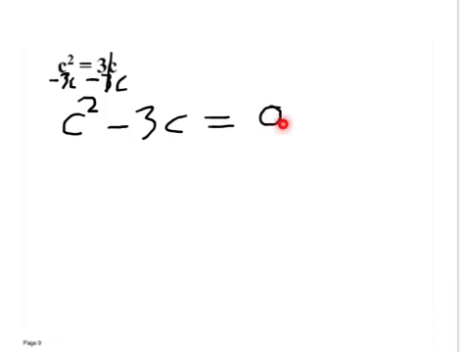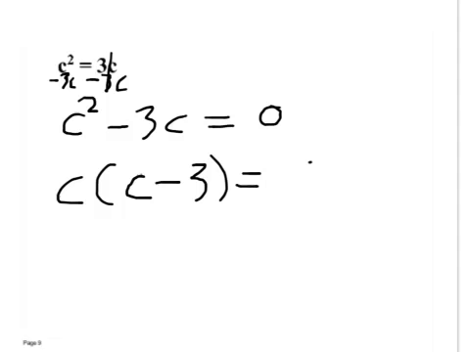I moved this over. So what's 3C minus 3C? 0. Okay. Now I factor. I take C out. What is left when I take C out of C squared? C squared divided by C is C. I'm first taking C out of C squared. Now what's negative 3C divided by C? Negative 3. Okay, this equals 0.